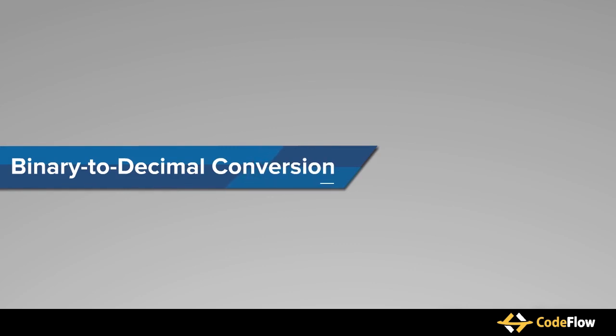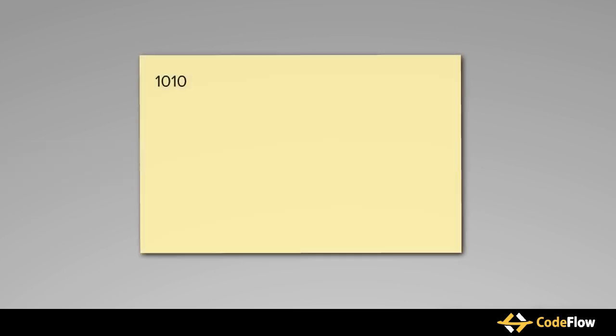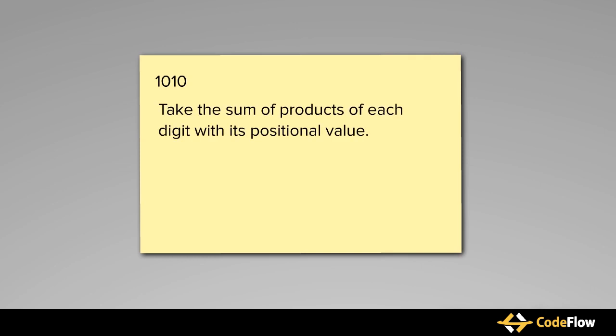We have understood how a decimal number can be converted into a binary number. Now we will understand how a binary number can be converted to a decimal number. Let's consider a binary number 1010. To convert this binary number into decimal number, we just need to take the sum of the products of each digit with its positional value.